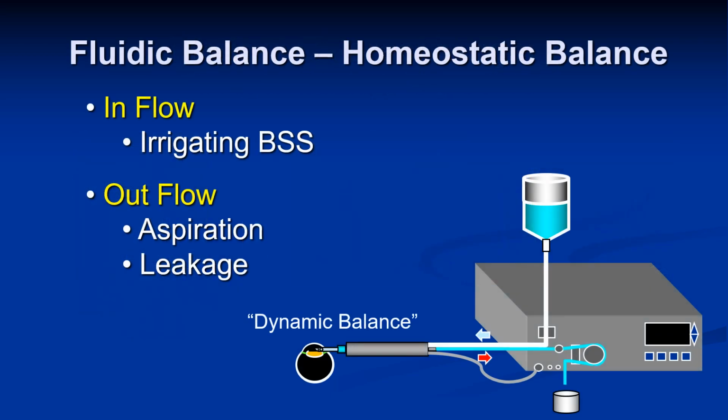During the surgery, the inflow of fluid from the irrigating solution is balanced with the outflow from aspiration and leakage, so the anterior chamber will be stable. This is the dynamic balance, or homeostatic balance, because the fluid gets in and out of the eye most of the time. Fluid in is equal to fluid out and the IOP is stabilized.